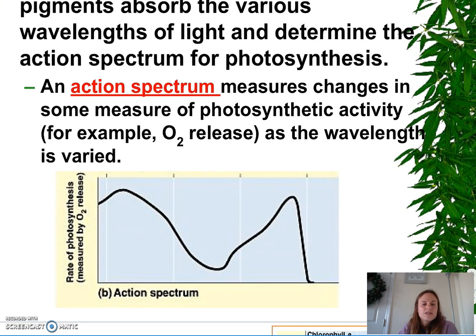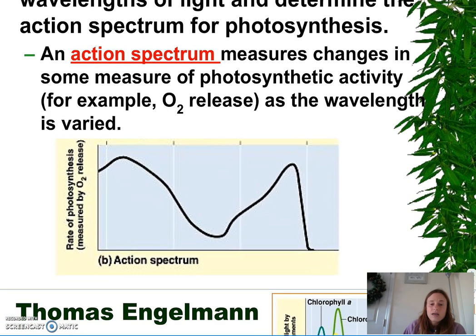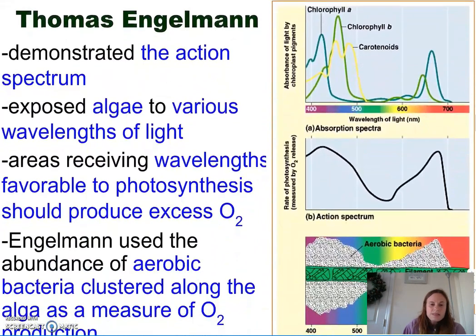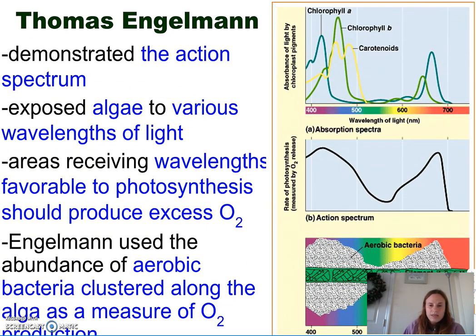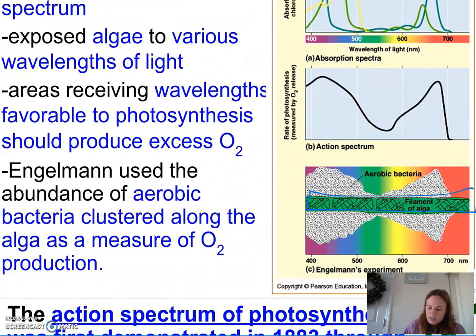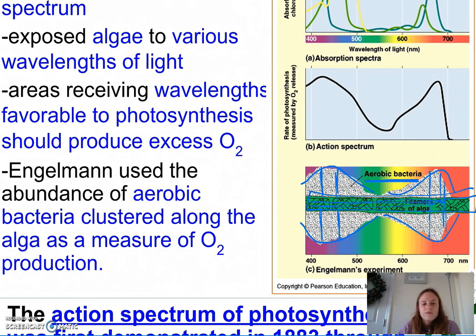The action spectrum measures changes in some measure of photosynthetic activity. So, for example, it measures the changes in oxygen as the wavelength is varied, so as the color of visible light changes. Thomas Engelmann is the scientist who demonstrated the action spectrum. What he did was he took algae, which perform photosynthesis. So if they're doing photosynthesis, it makes sense that they would output oxygen. He then took aerobic bacteria, which will thrive in areas where there's the most oxygen. So he used the amount of aerobic bacteria growth to show that the oxygen produced in areas of blue light as well as areas of red light were the greatest. So that showed that varying wavelengths will vary the amount of oxygen.